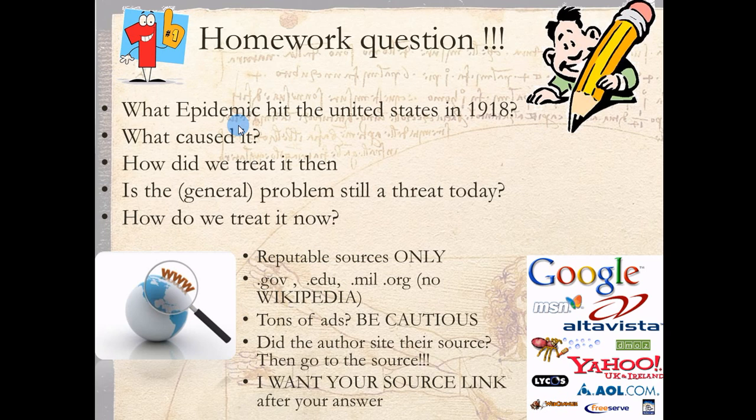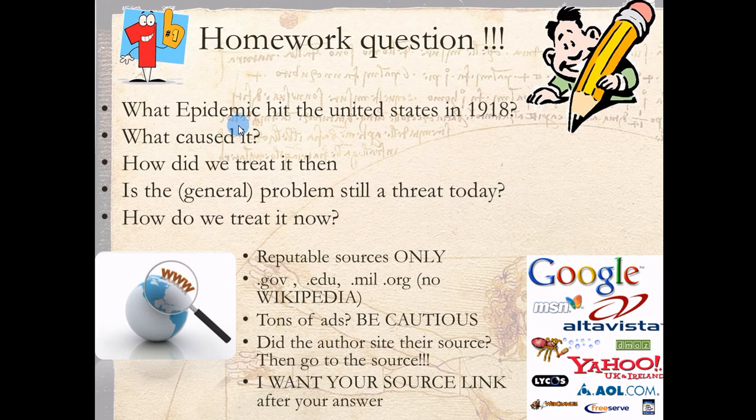So here are the first questions. First, what epidemic hit the United States in 1918? And then what caused it? How do we treat it then? And is it still a threat today? So is it something we have to worry about? And if it is still a threat today, then how do we treat it now? So this is something you can actually summarize in a few sentences. This was the epidemic that hit in 1918. It was caused by blank. We treated it with this.